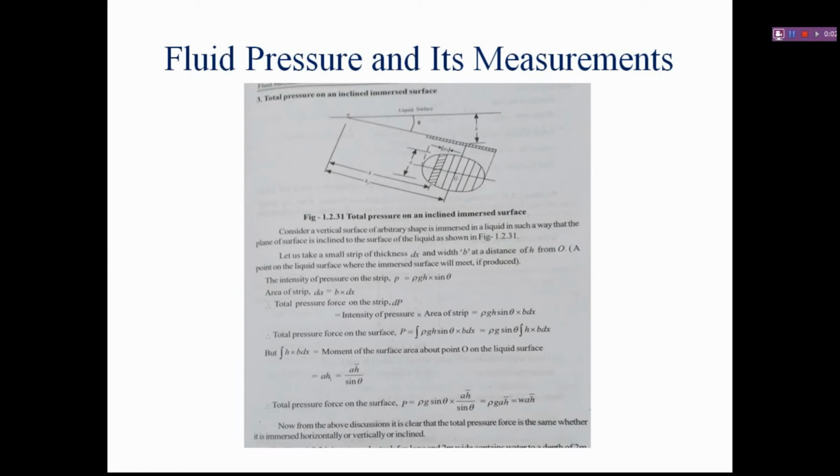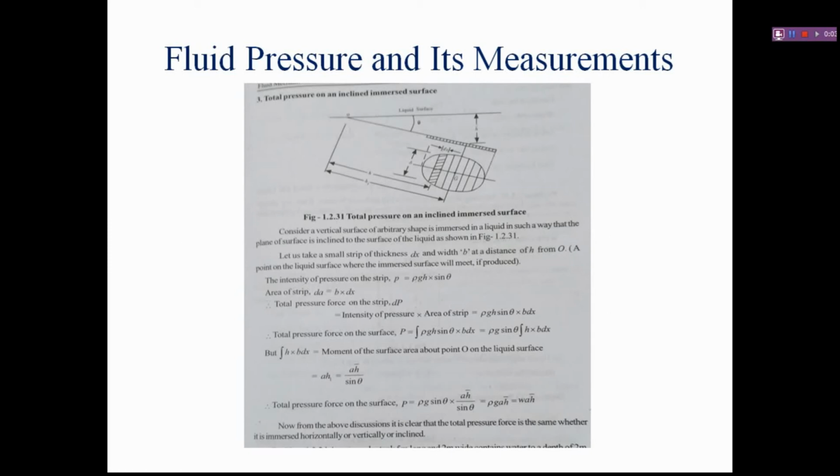So the total pressure force on the surface will be equal to the integral. You have to integrate it: integral of rho g h sine theta into b dx. That is rho g sine theta into integral of h into b dx, because rho g sine theta is constant. Integral of h into b dx is equal to the moment of the surface area about point O on the liquid surface. If you calculate the moment of the surface area about that point, that will be integral h into b dx. That is A H1.